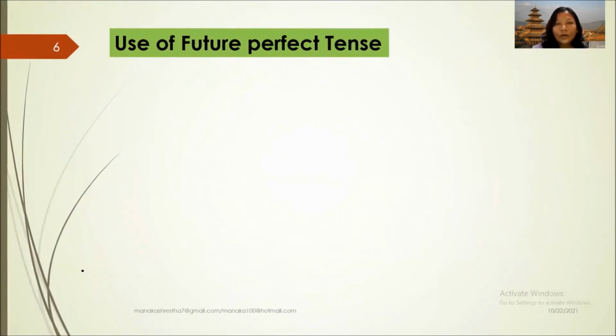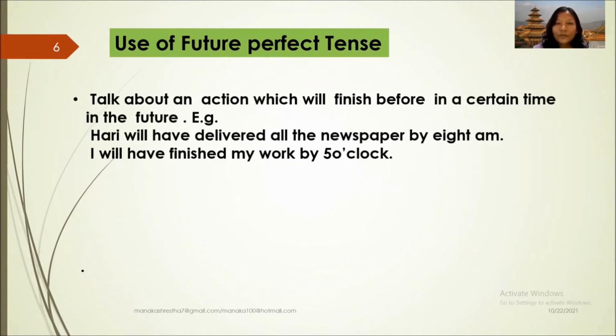Now, when do we use the future perfect tense? We use it to talk about actions which will finish before a certain time in the future, in a specific, particular time, to show the action will have happened before that time. Not now, not in the past. For example, Hari will have delivered all the newspapers by 8 a.m. Before 8 a.m., Hari will have finished delivering all the newspapers.